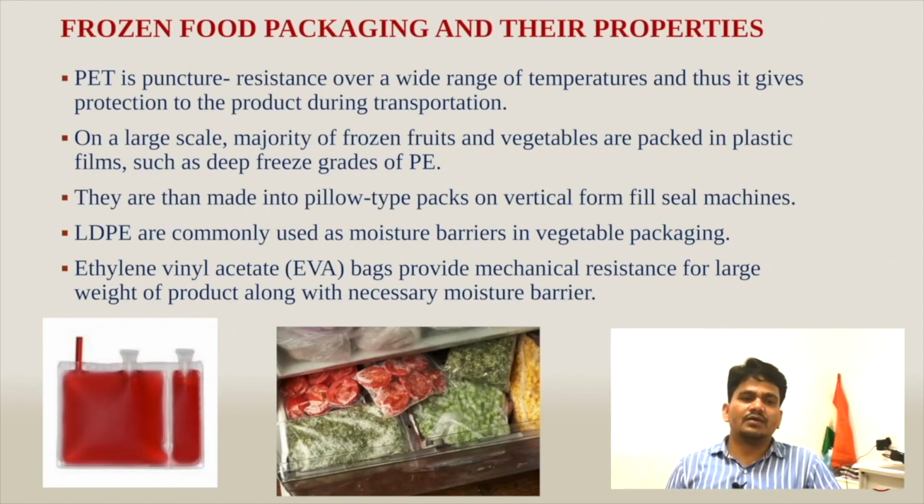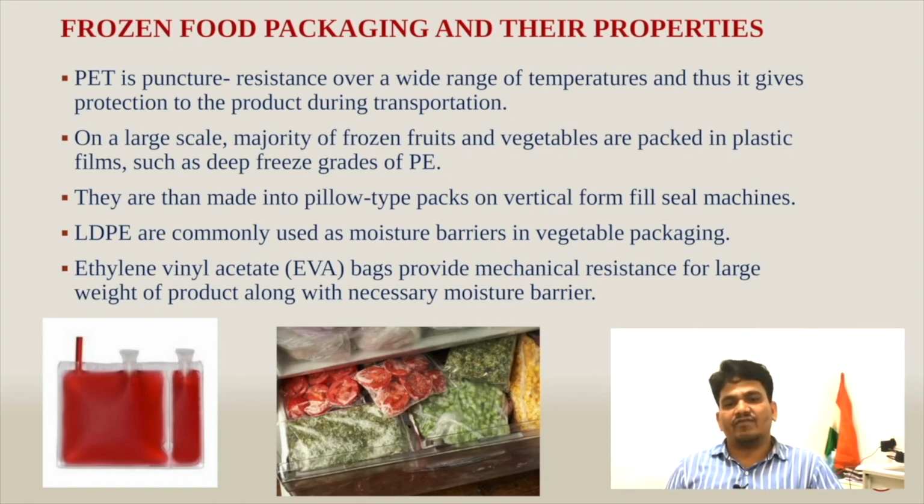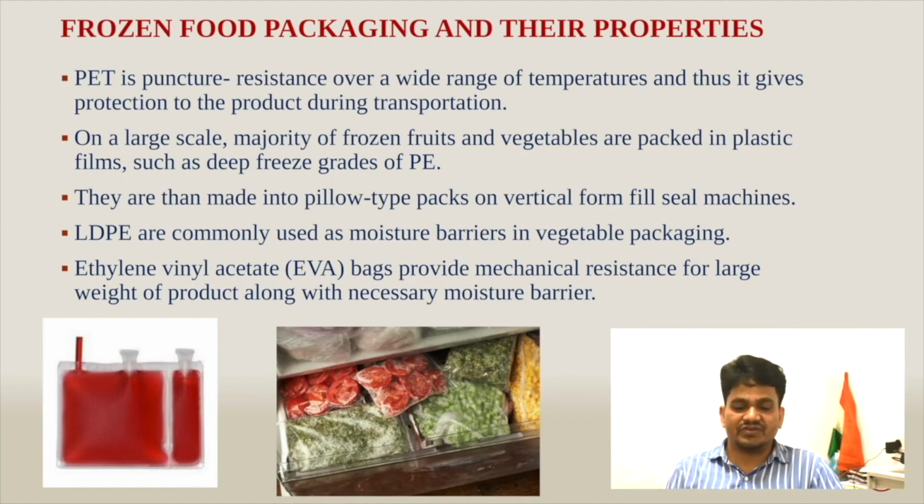On a large scale, the majority of frozen fruits and vegetables are packed in plastic films such as deep freeze grades of PE. They are made into pillow type packs on vertical form film seal machines. LDPE is generally used as a moisture barrier in vegetable packaging, and ethylene vinyl acetate bags provide mechanical resistance for large weight of product along with the necessary moisture barrier. Some of the examples are represented in the figures which you can see over here.